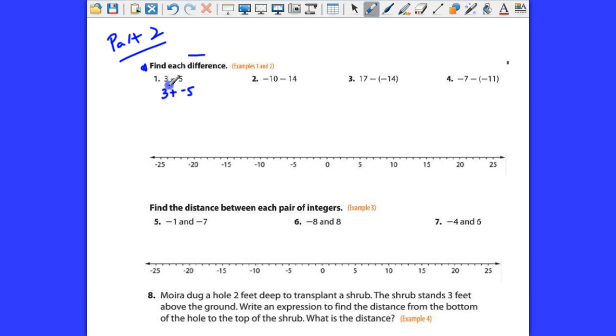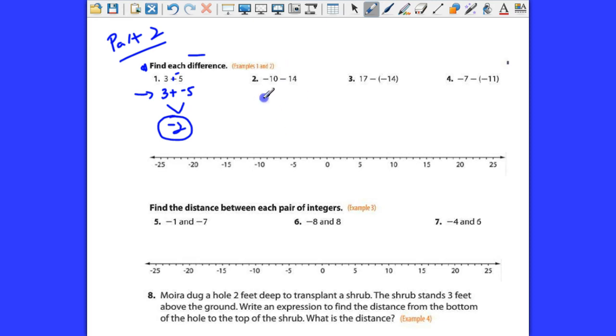I still want you to write it down like this for now. 3 plus negative 5. Remember the squares? You got 3 blues, you got 5 reds. What's left? 2 reds. Negative 2. Voila. There's 1 down. 4 to go on this line right here.